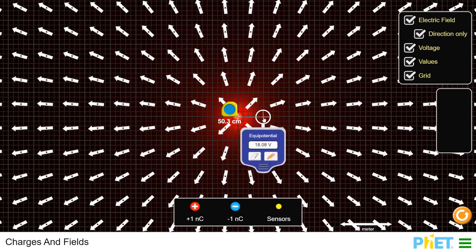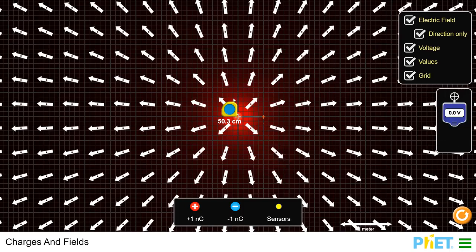So we are going to look into what will be the voltage, or the electric potential, at 0.503 meter. Here the voltage is equal to 18.08 volts. So that is for 0.503 meter. Okay, so let's move to the next distance.